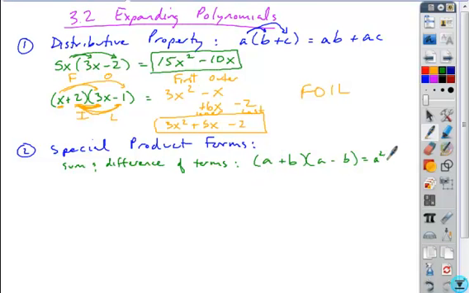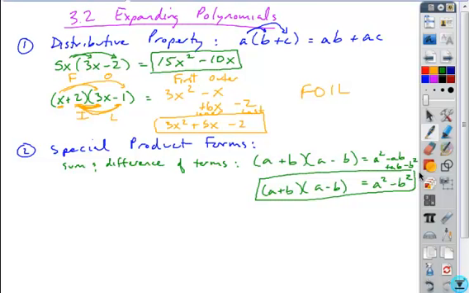Our outers are negative AB, our inners are positive AB. The outer and inner products for the sum and difference of terms form is always going to be exact opposites of each other, so they cancel out completely. Your last term, negative b squared. And so you get the form a squared minus b squared. So that's what the sum and difference of terms always expands into. It expands into the difference of the squares of those terms. Like I said, I'll go through individual examples of these here in just a moment.